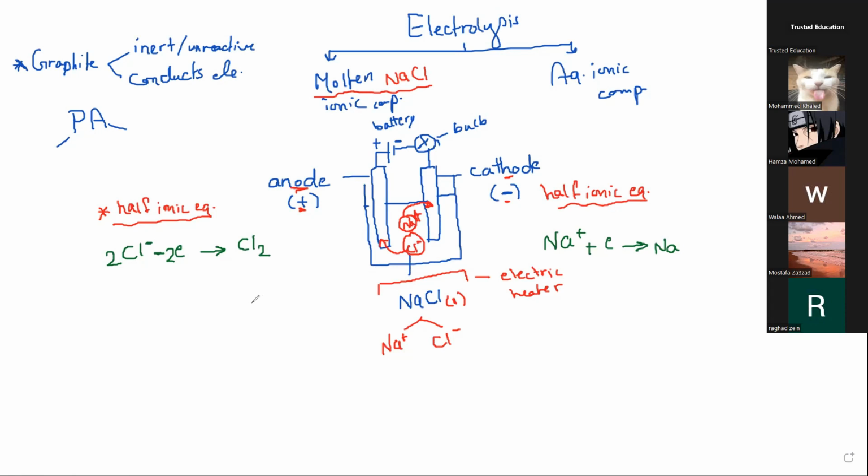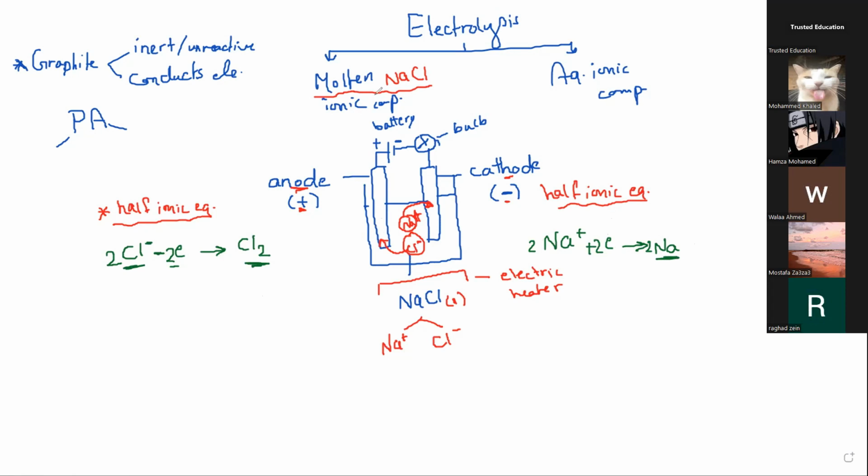Okay. The chloride, since it is negative, I'm repeating again, is going to be attracted to the anode and it's going to lose its electrons. While the sodium is going to gain electrons. To balance, since I have 2 electrons here, it becomes 2, 2, 2, but this is not our point now. Now I have a chlorine molecule and sodium as a metal.